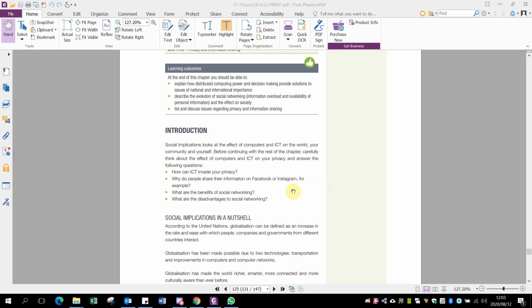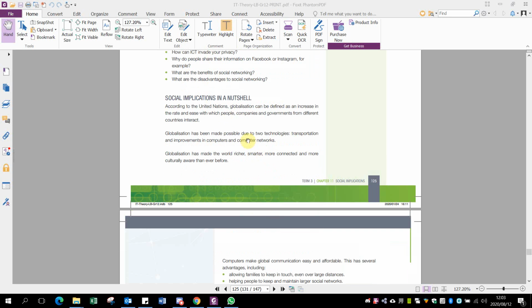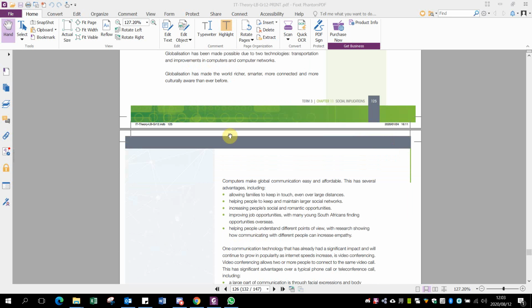Today we're looking at social implications, chapter 11, our last chapter of theory that we need to do. The first word you need to know is ICT, Information Communication Technology. Things you can look at: how does it influence our privacy, people that share information like on Facebook, benefits of social networking, disadvantages of social networking. So let's have a look at all these things.